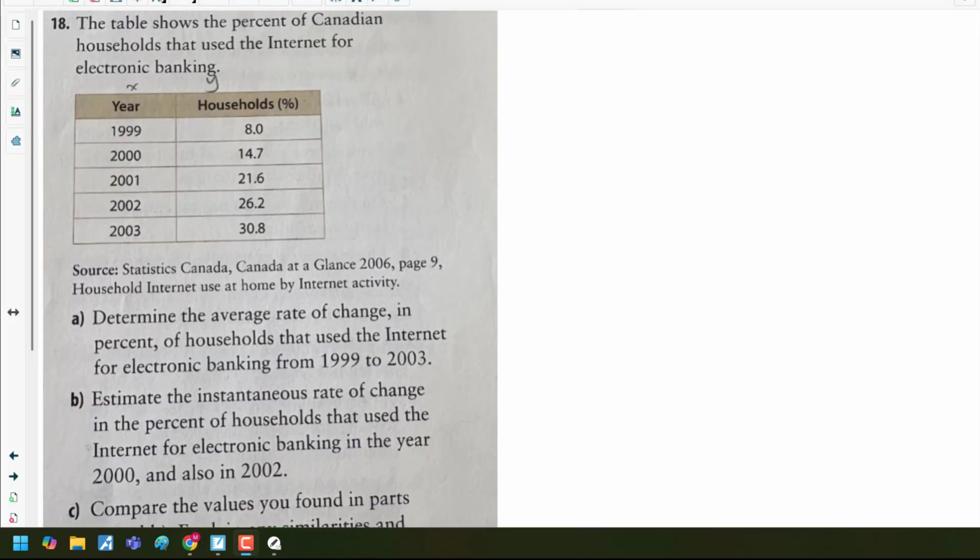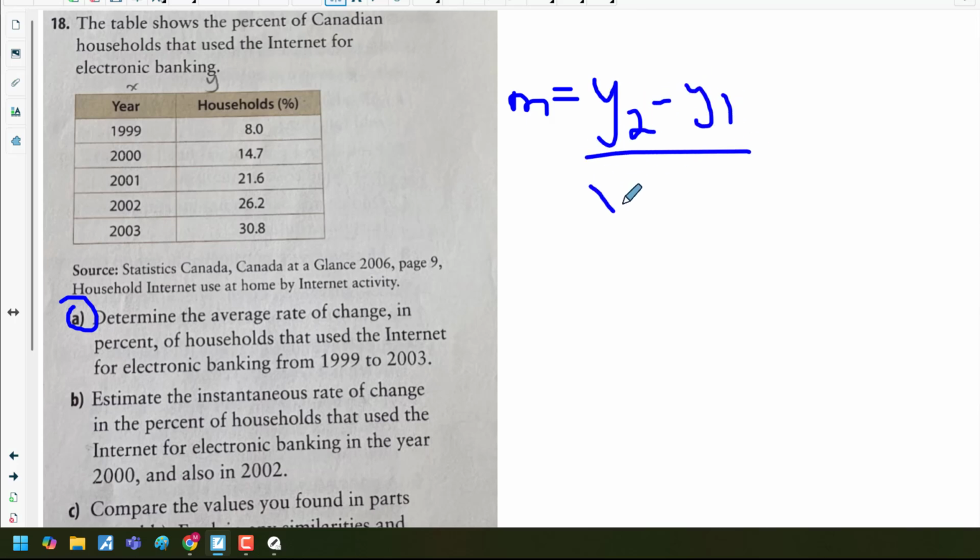All right, let's see. The table shows the percent of Canadian households that use the internet for electronic banking. So yeah, cool. Determine the average rate of change in percent of households that use internet for electronic banking from 1999 to 2003. You know how to do that? Okay. I'm sure you know how to do it. It's very simple. It's just slope. Yeah, it's basic. This is not supposed to trick you.